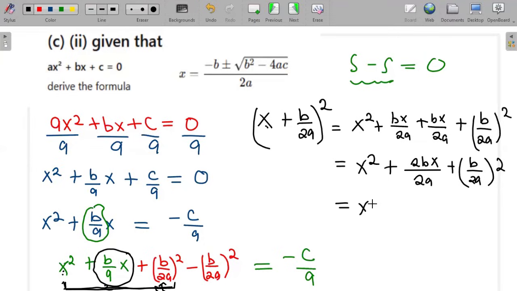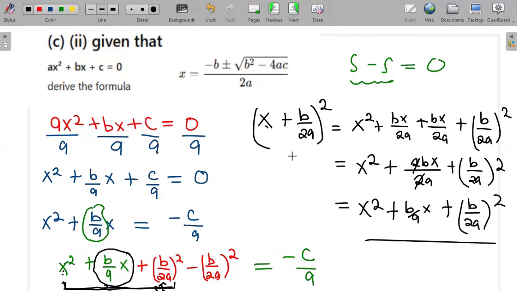So this will just be x squared. Here I have 2 and 2, so they cancel out. So I just remain with bx over a, plus b over 2a squared. So you've seen that this expression is actually equal to the first three terms. I've shown you how.